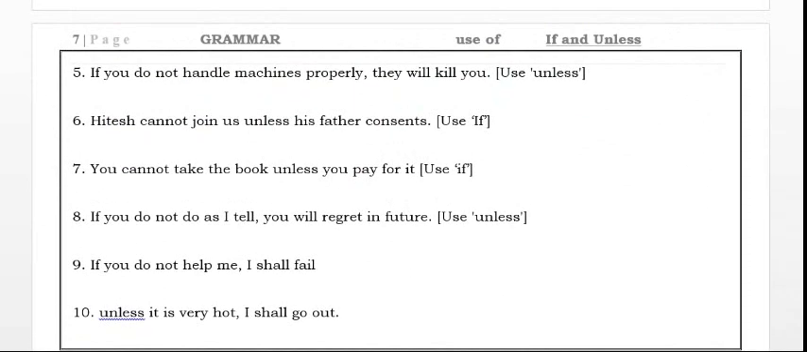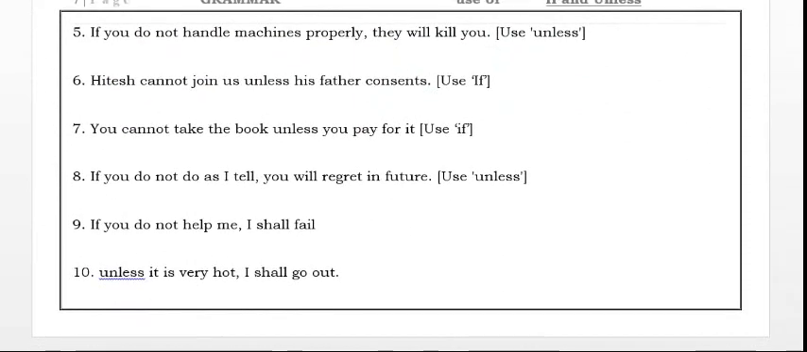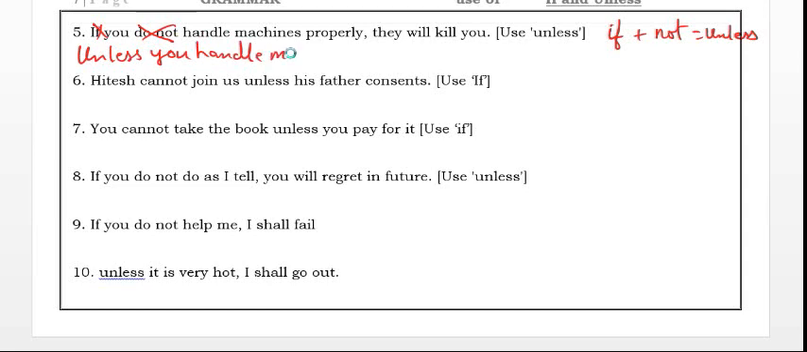The fifth one. If you do not handle machines properly, they will kill you. So over here I have if plus not, which is equal to unless. So I will remove both of these. So unless you handle machines properly, they will kill you.